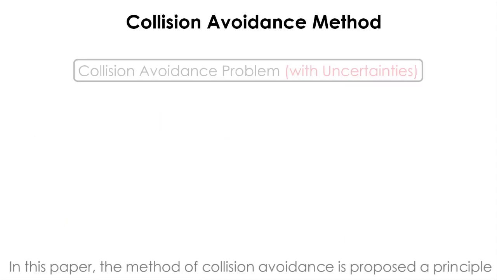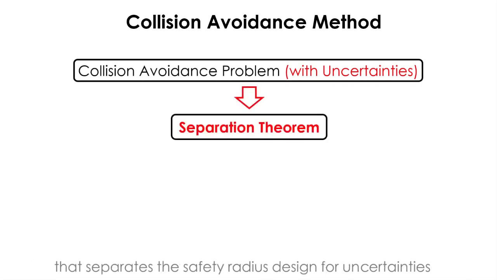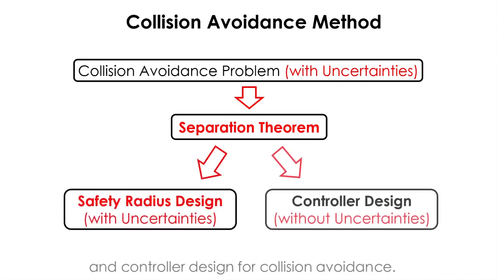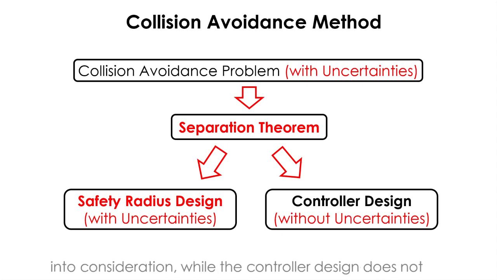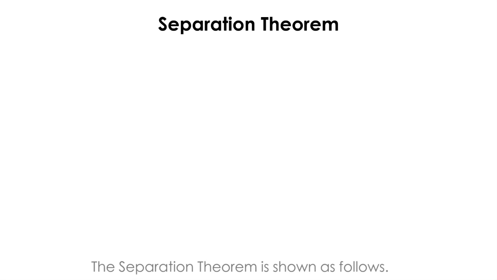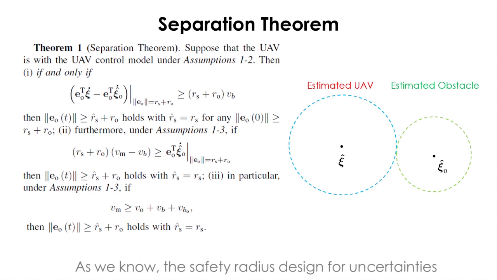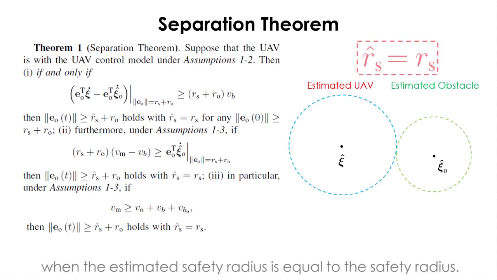In this paper, the method of collision avoidance is proposed, a principle that separates the safety radius design for uncertainties and controller design for collision avoidance. The safety radius design will take all sensing uncertainties into consideration, while the controller design does not take uncertainties into consideration. The separation theorem is shown as follows. As we know, the safety radius design for uncertainties and controller design can be separated when the estimated safety radius is equal to the safety radius.